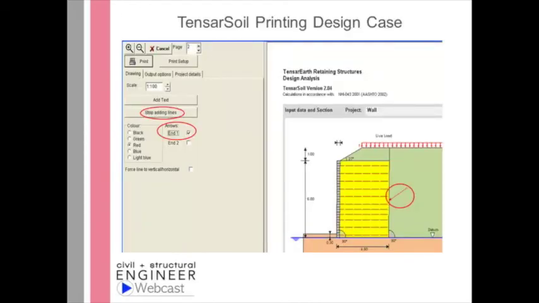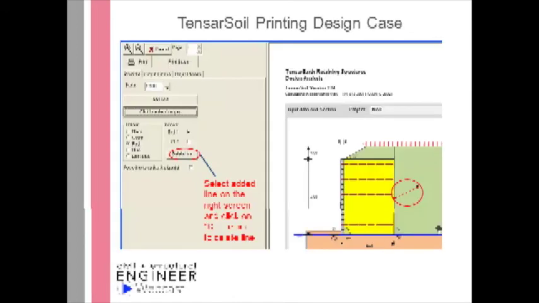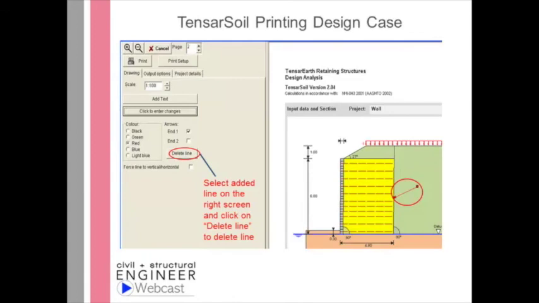You can also add lines with arrows if you want to label things more specifically. So you would click on Add Lines, and when you're done, click Stop Adding Lines. To delete a line, you would select the line and then click where it says Delete Line.